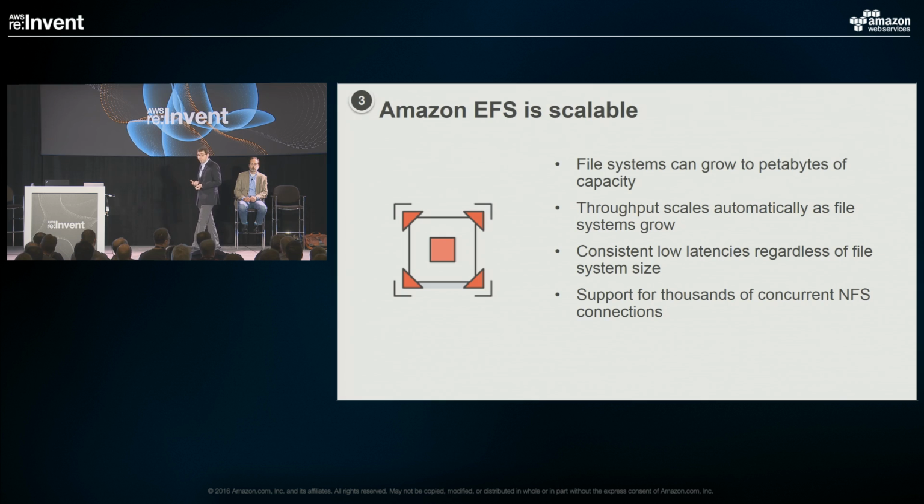It provides consistent low latencies. Lots of file workloads are latency sensitive, so it was really critical for us to make sure that we offered consistent low latencies. And EFS supports up to thousands of concurrent NFS connections. So if you have applications that span multiple EC2 instances, they can all have access to a common set of data.